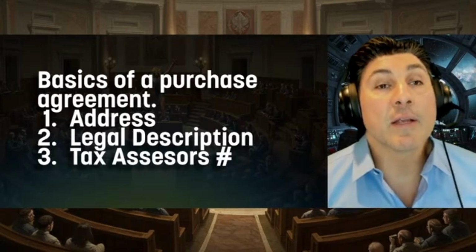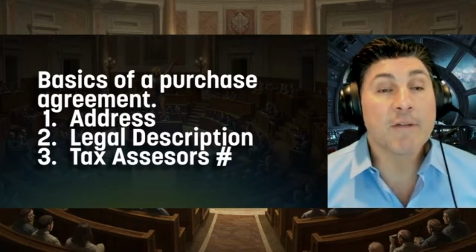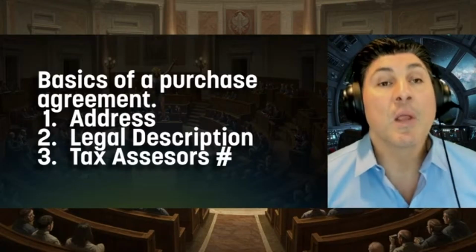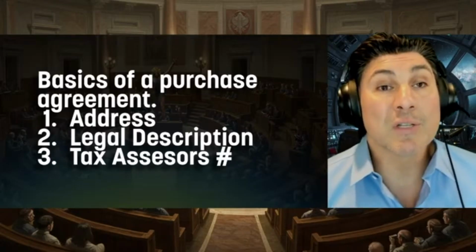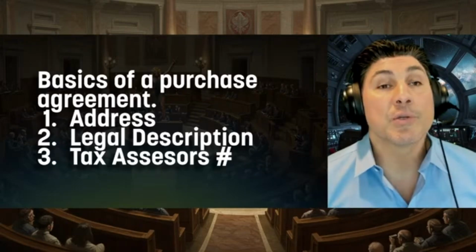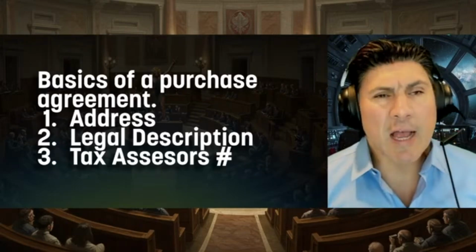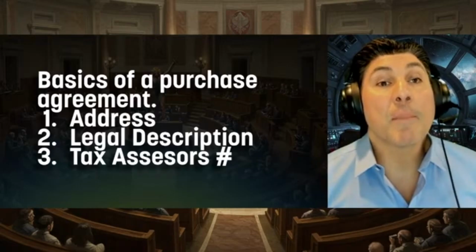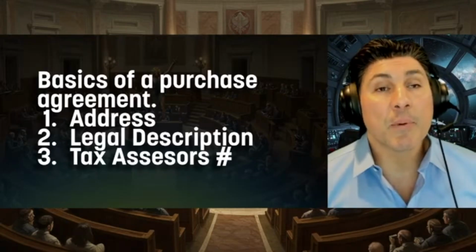Now, where can you find the legal description? Sometimes you can find them on sites like Zillow or Redfin. Sometimes you can find them using tools like Batch Leads, right? That's another tool that you can use. Most of the time you can find them on a property profile. Now, where can you get a property profile?